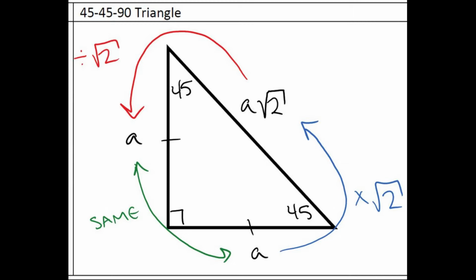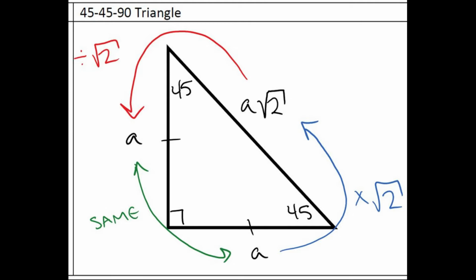So if you have A, you're going to multiply it times the square root of 2, which I have on the blue line. If they give you the hypotenuse first, you're going to divide by the square root of 2 to get to either one of those sides. And then once you have one of those sides, you know both the sides, and it's all done. So that is a brief explanation on how this works.